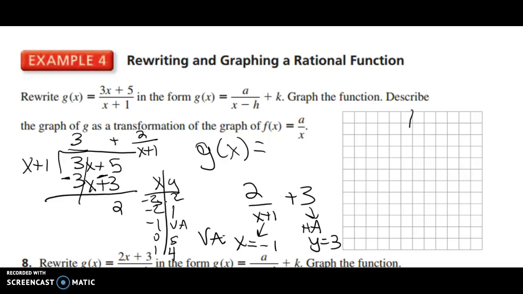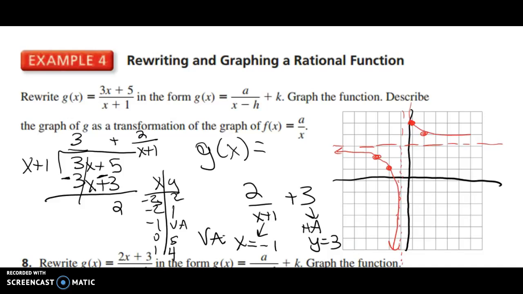So let's start graphing. I'm going to draw my x and y axes. I'm going to use a dotted line to represent my VA of -1, and I'm going to have an HA of 3. Plot the points. -3, 2, -2, 1, 0, 5, and 1, 4. Connect the dots in a smooth curve and hug your asymptotes.